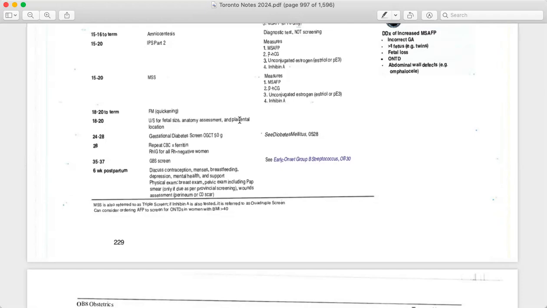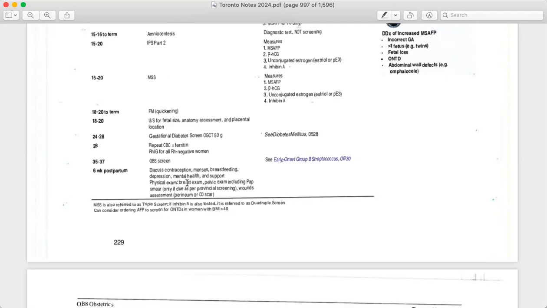Then at 24 to 28 weeks, you are going to do the diabetic screening. It's important. And at 28 weeks, you are going to do the repeat CBC, the ferritin, and then RhoGAM. They can ask you when you are going to check for the Rh immunoglobulin: at the 28 week. At 35 to 37 weeks, you are going to do the GBS screening, because this is the time when she is about to give birth. Then at 6 weeks postpartum, you're going to talk about depression, breastfeeding, mental health, breast exam, and all of those things.